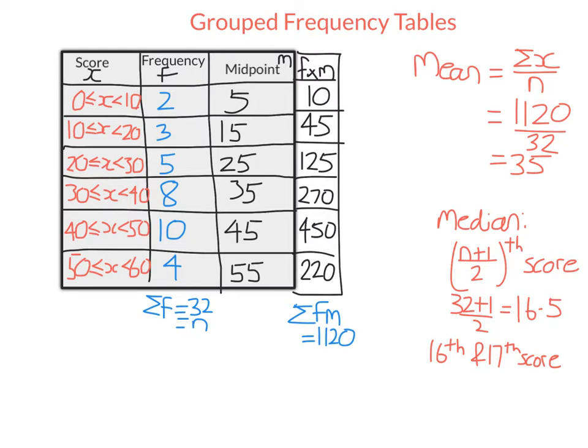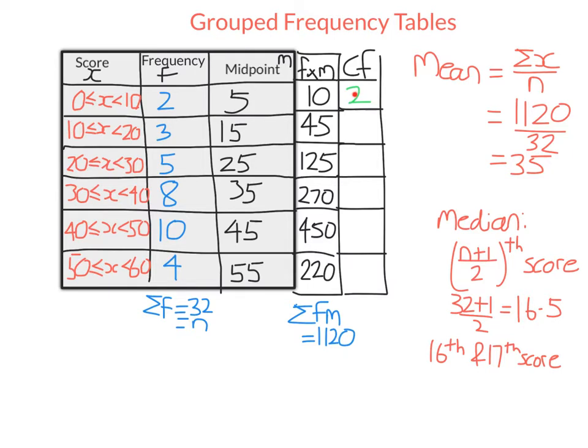Well, what we're going to do is create another column. We're digressing a little bit. This column I'm going to call CF, for cumulative frequency. What the CF column does is tell us how many scores are less than or equal to a particular score or group. What do I mean by that? What we know from the frequency table is that there are 2 scores that are less than 10. So I'm going to put a 2 here. 2 scores less than 10.